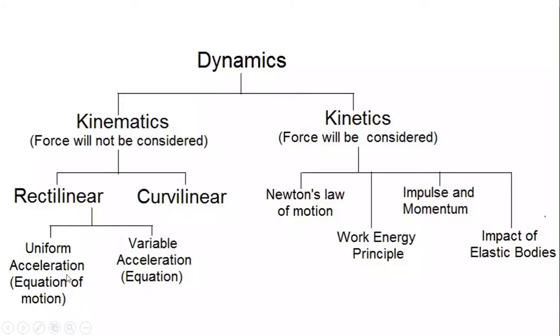Uniform acceleration means the rate of change in velocity is uniform. For example, dropping a ball from some height: the change in velocity is the same with respect to gravity. As the ball goes down, the velocity changes uniformly, constantly.